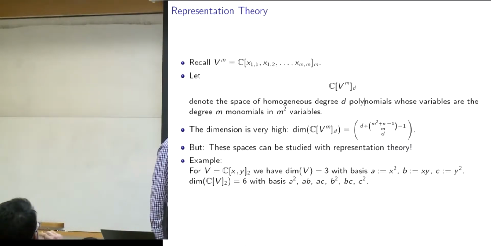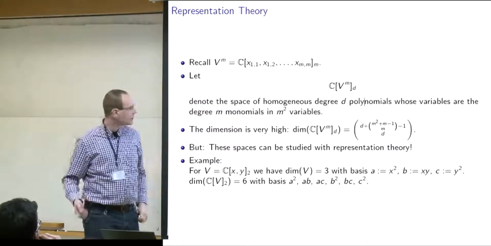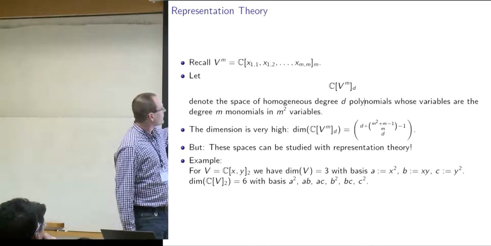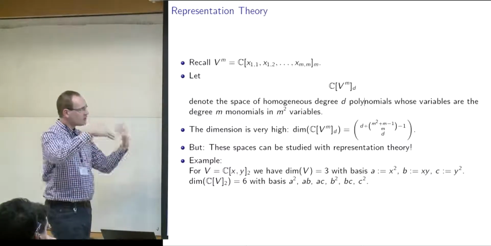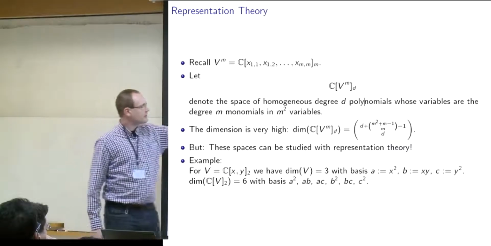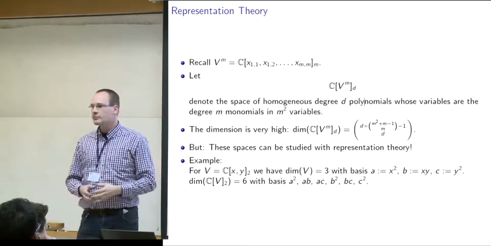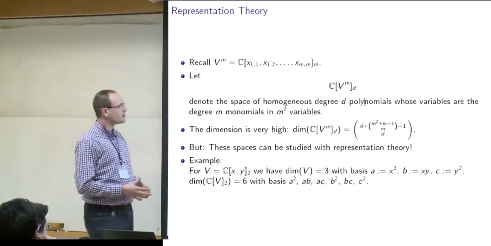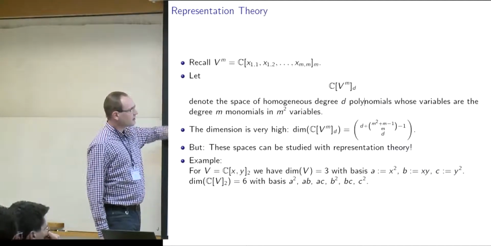This should be the degree d polynomials now on this space, right? I mean, like the discriminant was a degree 2 polynomial. So this should be the space of homogeneous degree d polynomials, and now the variables are degree m monomials in these m squared variables, right? This should be the natural setup. It's the generalization of the discriminant, right? So you have some polynomial on this vector space of polynomials. This dimension here is very high.